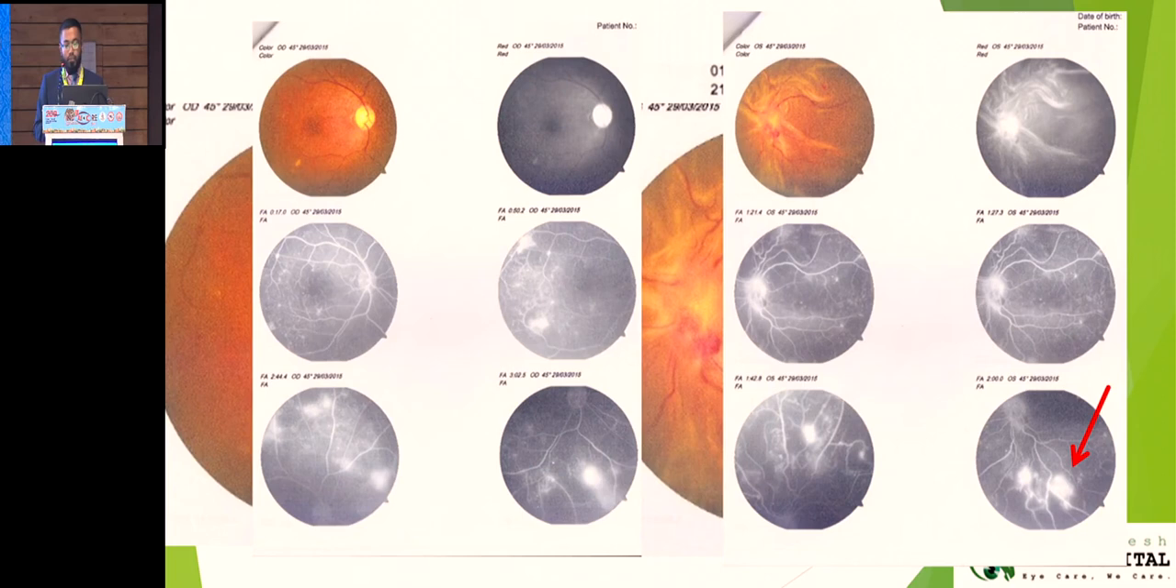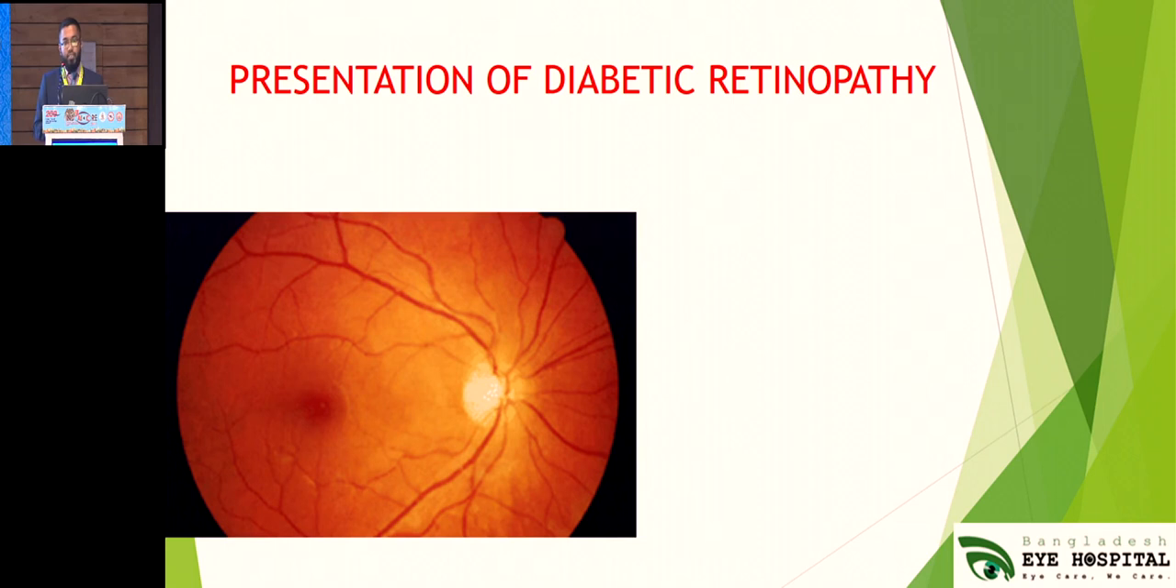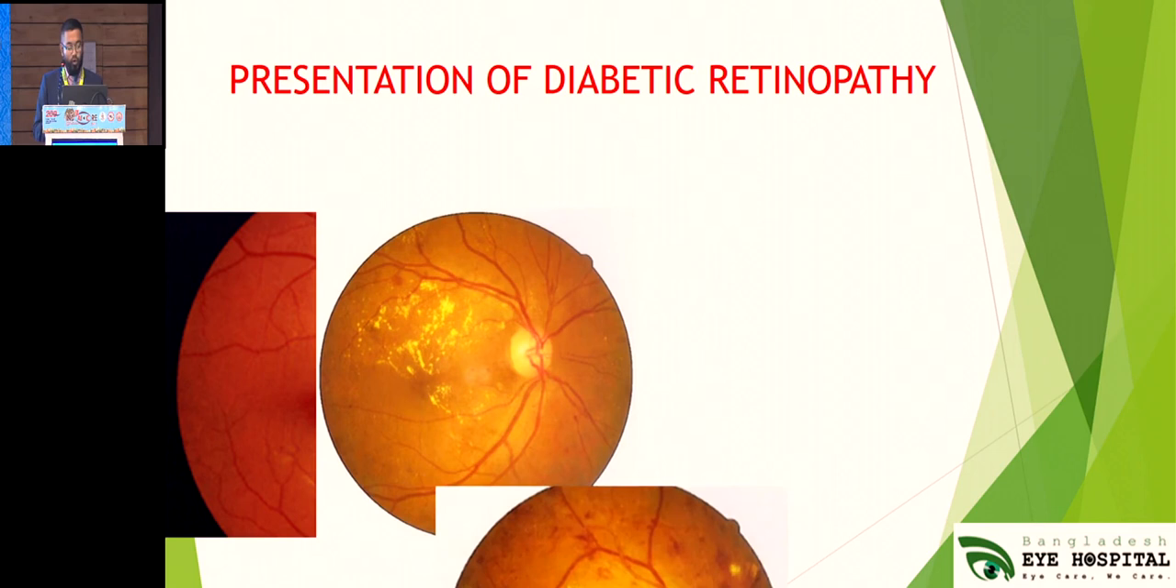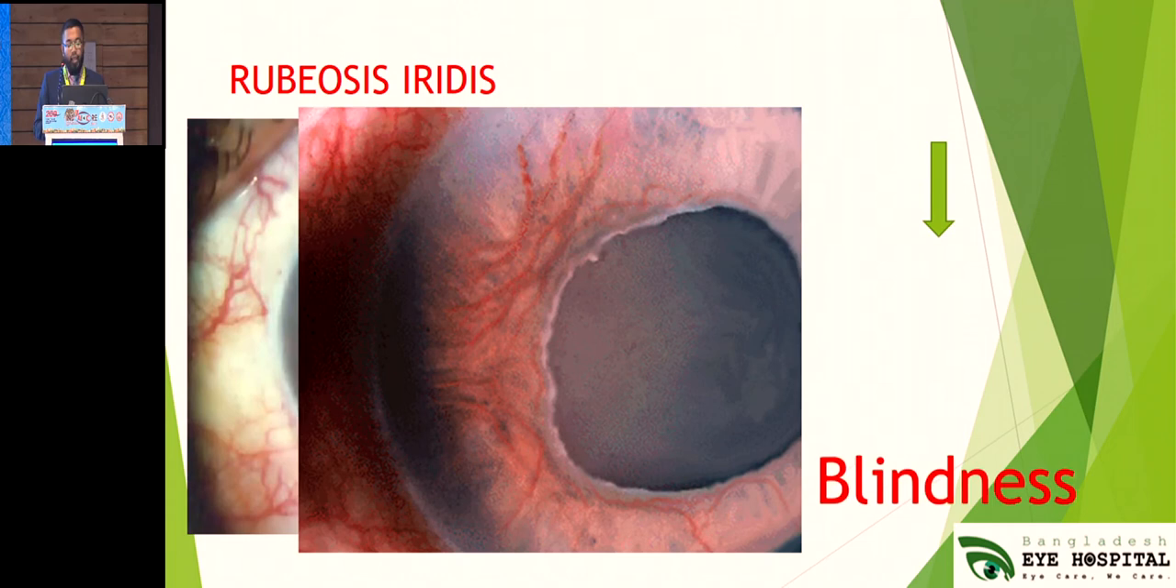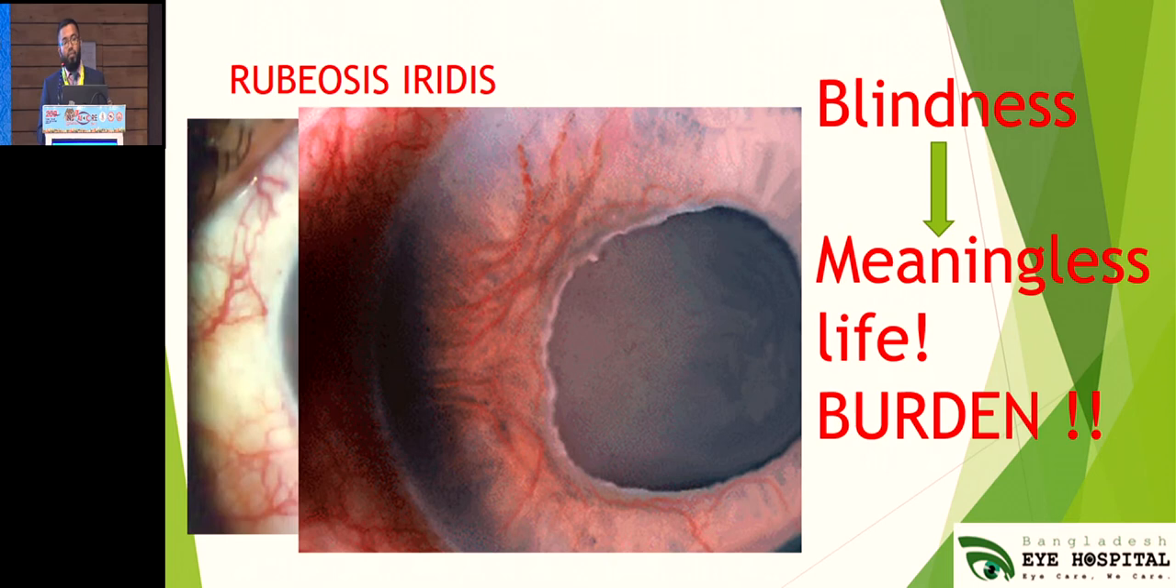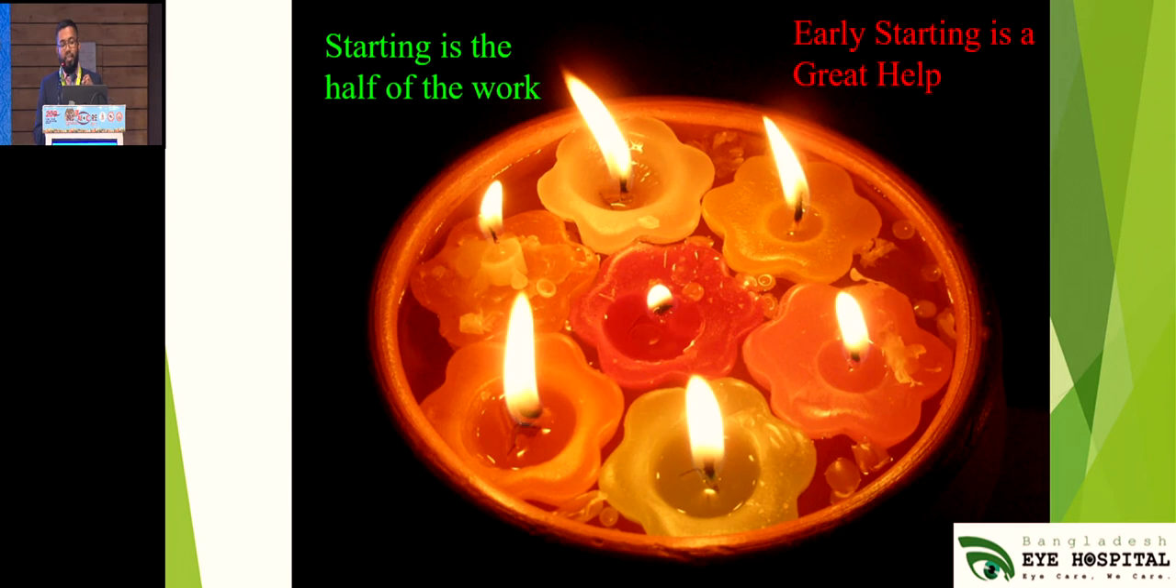So diabetic retinopathy may present to you as mild non-proliferative diabetic retinopathy, moderate, very severe, or high-risk proliferative diabetic retinopathy, even advanced diabetic eye disease, which may ultimately lead to rubeotic glaucoma, a painful blind eye. And blindness ultimately gives a meaningless life, which is a burden for the family and for the society. So starting is half of the work, and early starting is a great help to handle diabetic retinopathy.